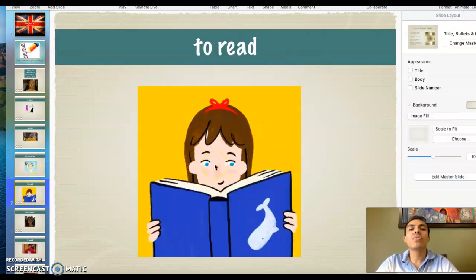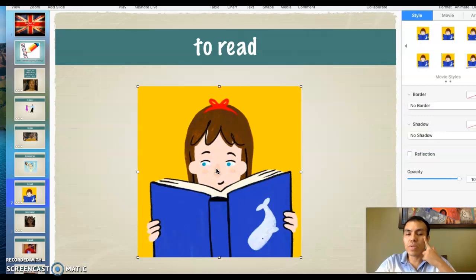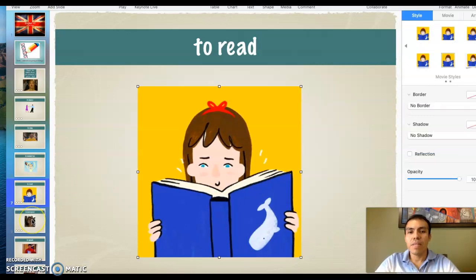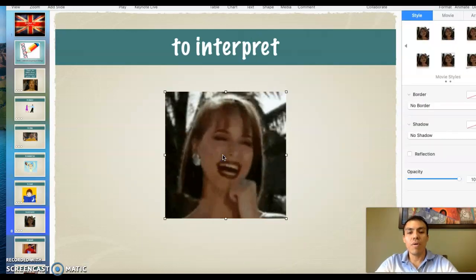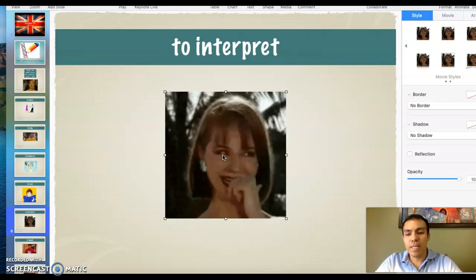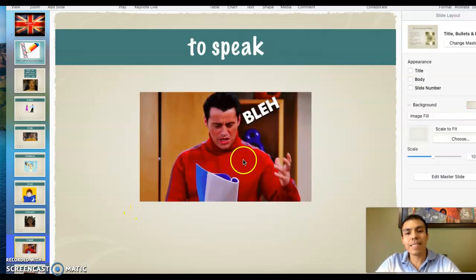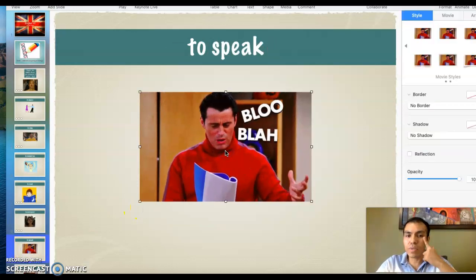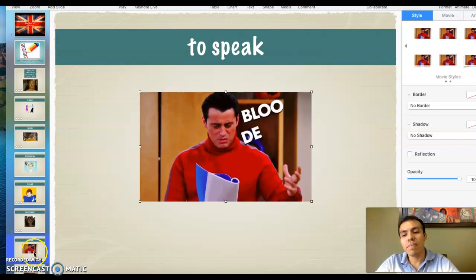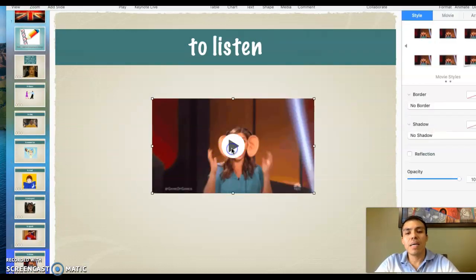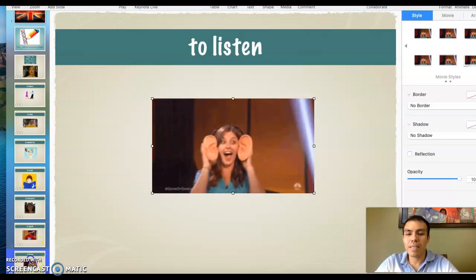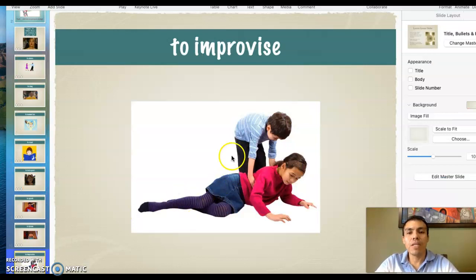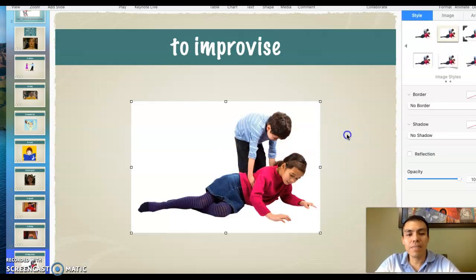Next verb, to read. Observe, to read. Next verb, to interpret. Observe, to interpret. Next, to speak. Observe, to speak. Next, to listen. Observe, to listen. And finally, to improvise. Observe, to improvise.